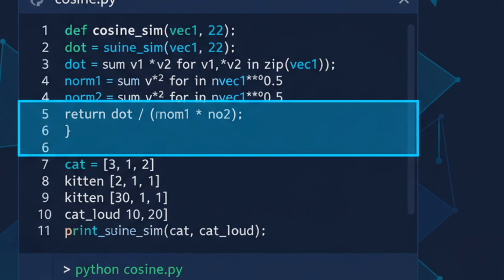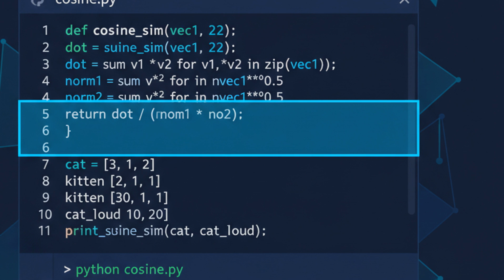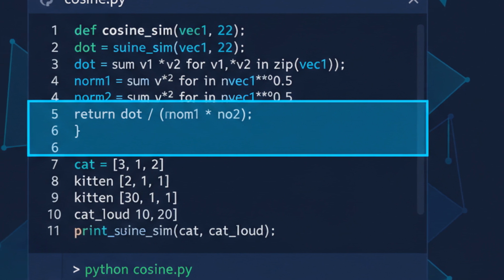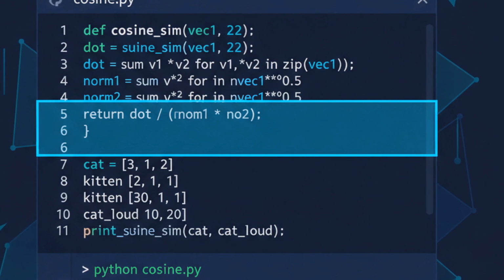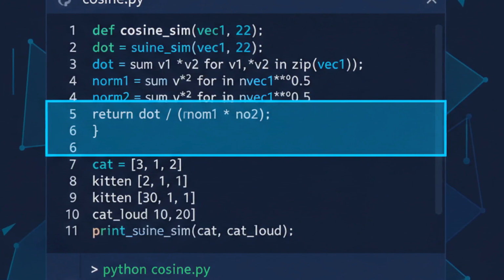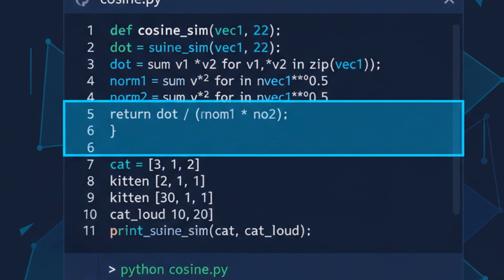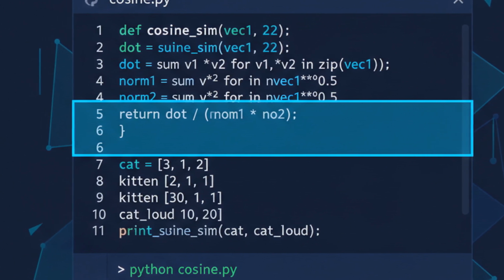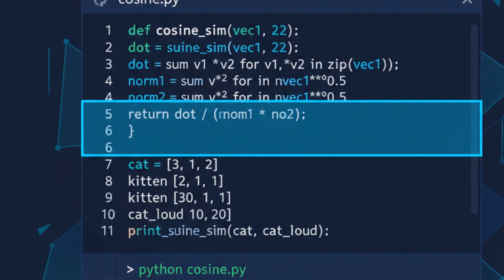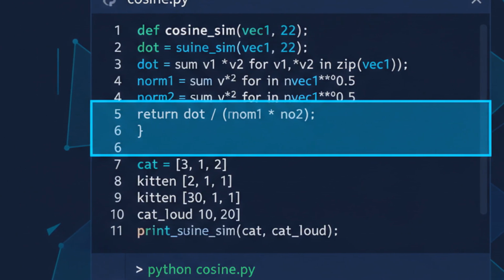Cosine similarity is just the dot product divided by the product of the two lengths. That division is what cancels out magnitude. Watch. When I scale the cat vector up by 10 this time, the cosine score doesn't budge. Direction is all that matters. Many libraries report cosine distance instead, which is simply 1 minus the similarity. So lower means closer. Keep that flip in mind.